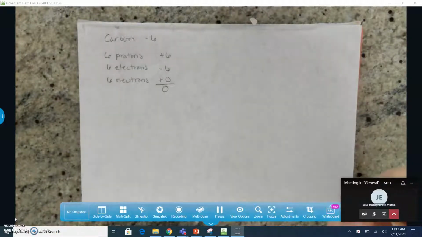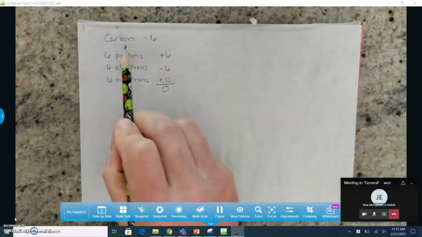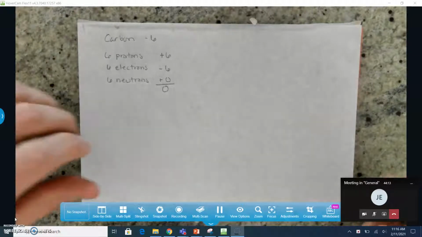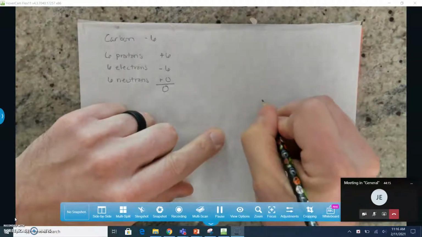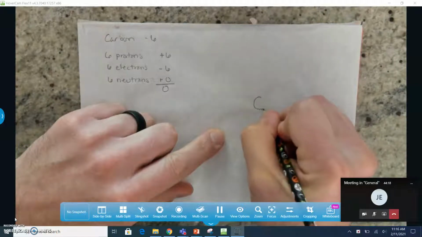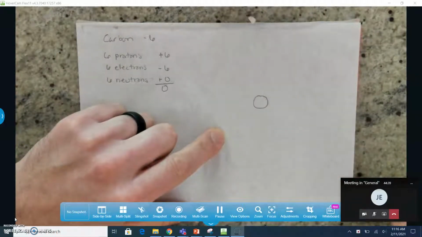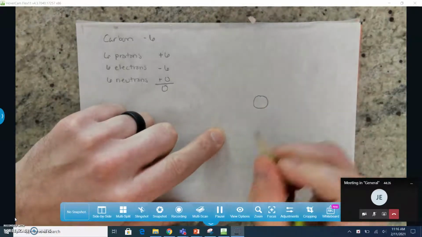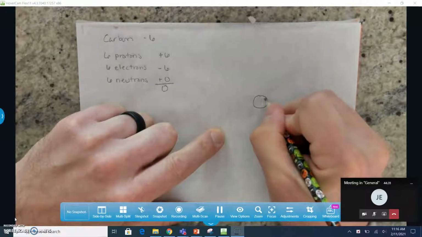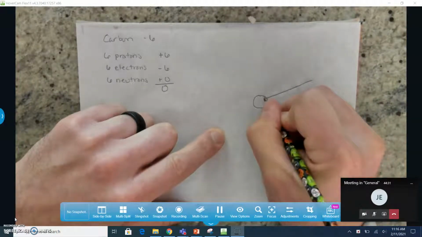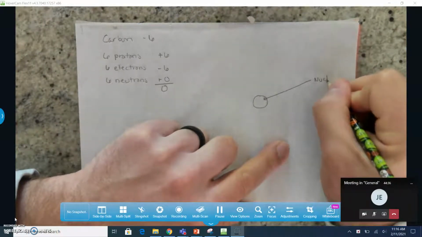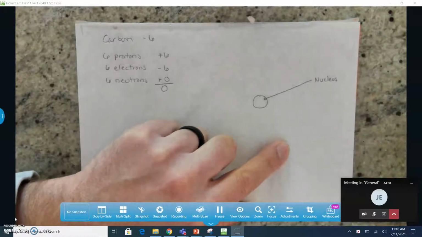So how can we draw an atom of, say, carbon and represent this information? Perhaps you've seen something like this before. Perhaps it's brand new to you. But you set up a drawing kind of like this. You have an inner circle, and for my class, this first inner ring will represent the nucleus.